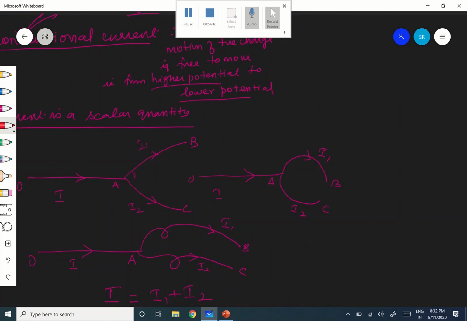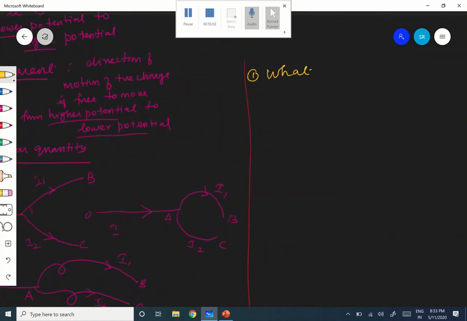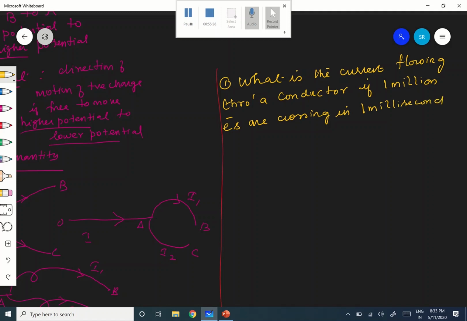Okay, next topic. Now let us go for one or two problems and then we'll complete today's session. First problem: what is the current flowing through a conductor if 1 million electrons are crossing a cross section in 1 millisecond?